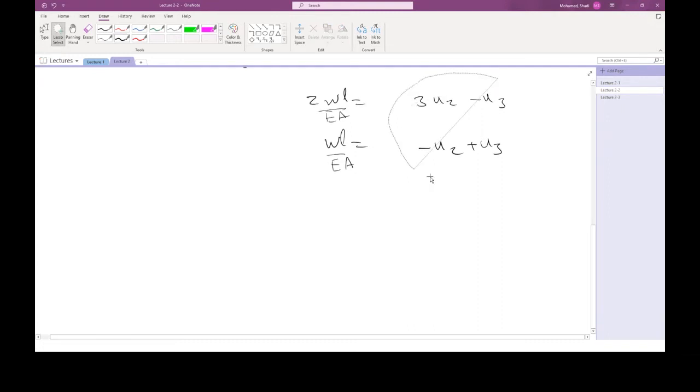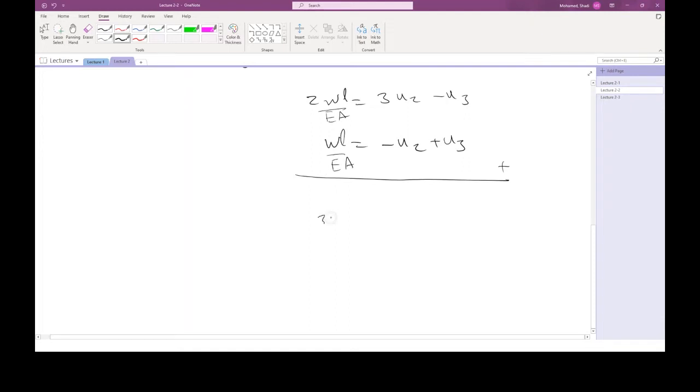I'll shift these things here. Get them closer. Okay, so I solved two equations with two unknowns. Just solve it any way you want. I can add them together. If I add them together, this is going to cancel U3. So I will be having 2WL over EA plus 1WL over EA. So this is 3WL over EA is equal to minus U2 plus 3U2. This is 2U2. And U3 we cancel with U3. So I have U2 equal to 3WL over 2EA.